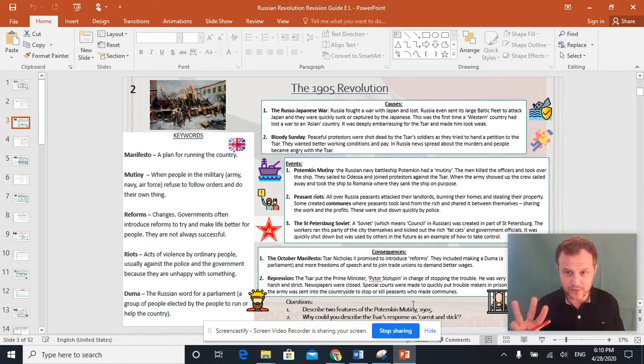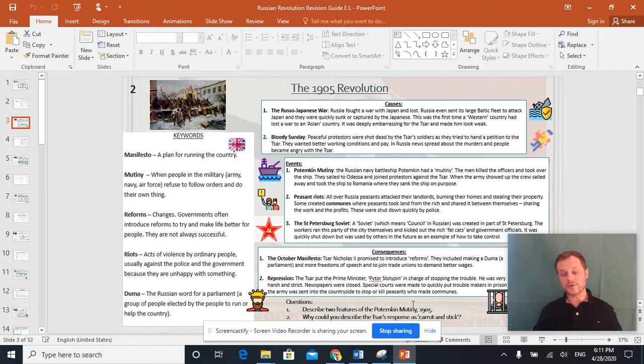Point number 3, we're going to start off with, then we'll go back to number 1. Number 3, the St. Petersburg Soviet. Now, this is very important. In 1905, the city is still called St. Petersburg. It's renamed Petrograd at the beginning of the First World War, because they think Petersburg sounds too German, and they're fighting the Germans, so they make it sound more Russian and call it Petrograd.